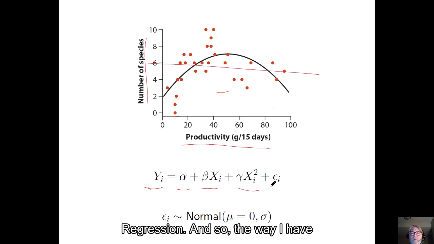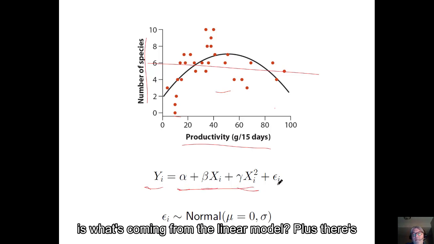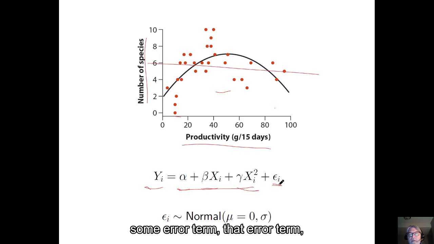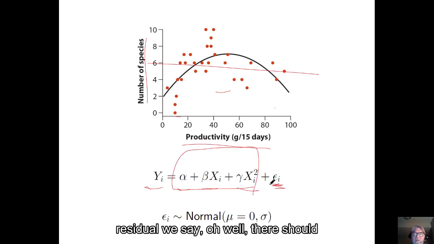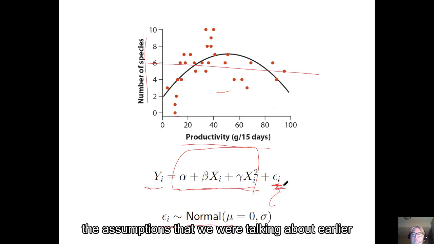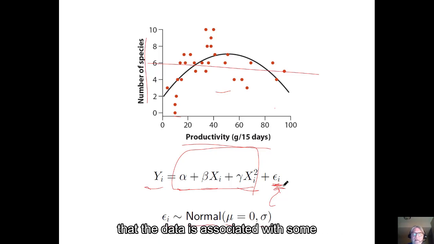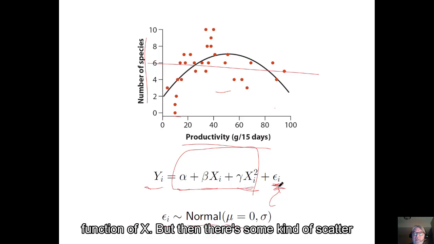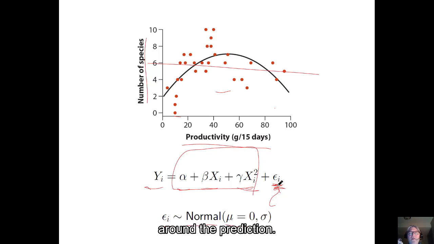regression. And so the way I have it written here is each y value is what's coming from the linear model, plus there's some error term. That error term specific to that value, that's really just the residual. This is the expected value. The residual, we say, oh, well, there it should be normally distributed with a mean of 0 with some scatter. So that's another way of conveying the assumptions that we were talking about earlier, that the data is associated with some function of x, but then there's some kind of scatter around the prediction line.